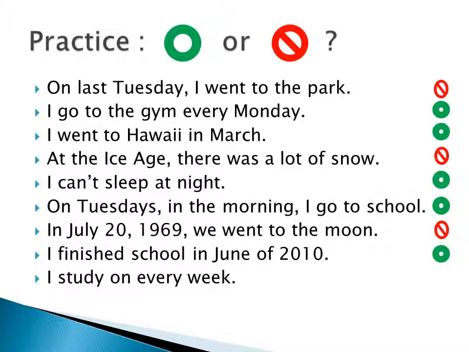Okay, I study on every week. This one should be easy for you. Every is also a time preposition that I don't need to put anything in front of. Look at the second phrase. I go to the gym every Monday. I study every week. I don't need to put on. On is wrong here, so we have a wrong phrase.